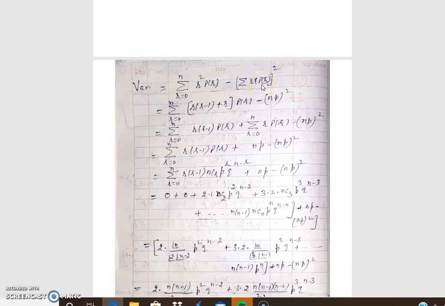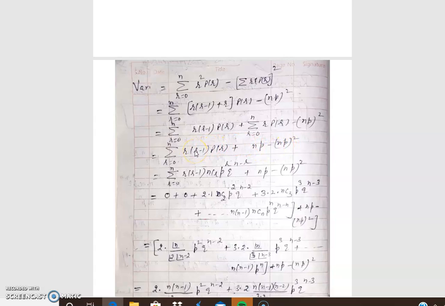r p_r is the mean of the binomial distribution. Already we have proved it. This is the value of the mean of the binomial distribution, minus np whole square. In the third line, this value r equal to 0 to n, and now open this bracket: this value is r minus 1 p_r plus r p_r minus np whole square, and again this value becomes r p_r, which is the mean of the binomial distribution. We can write this value as np minus np whole square.